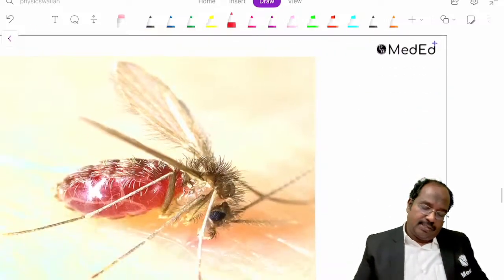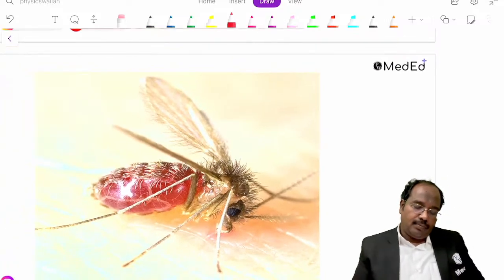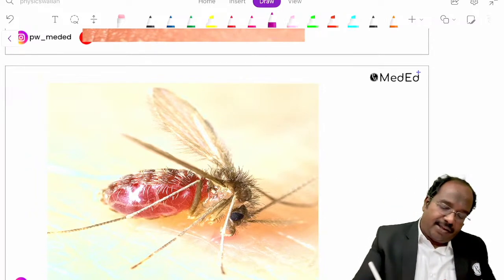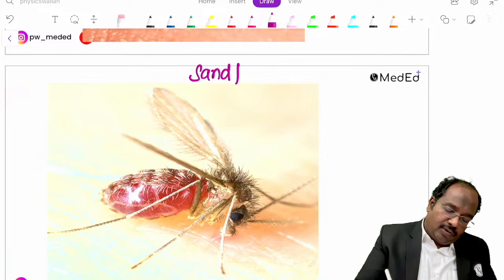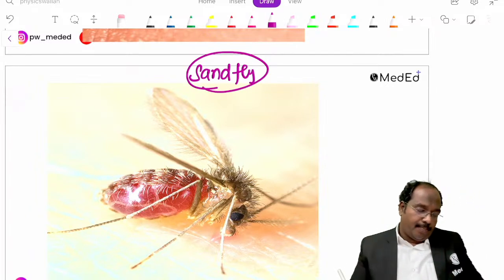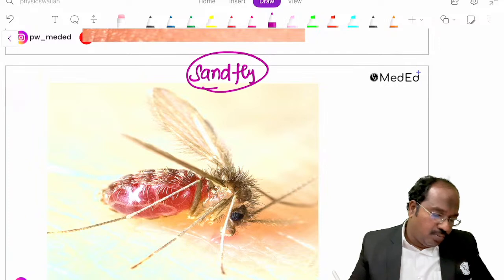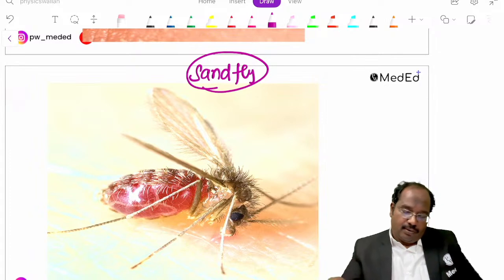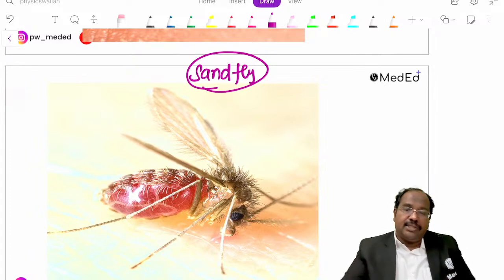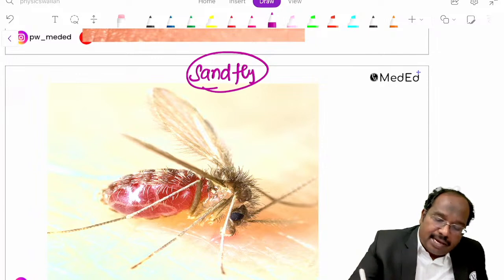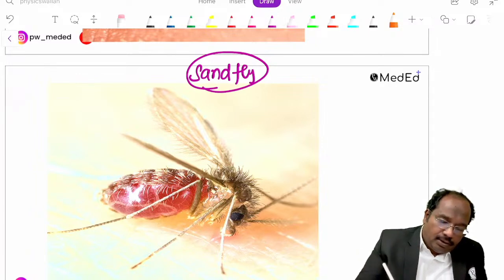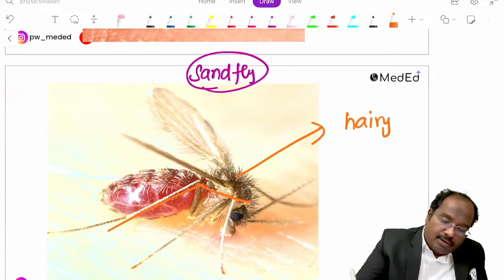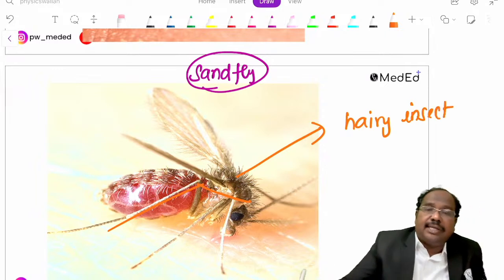What is this one, guys? Yes, it looks like a mosquito, but it's not a mosquito. This is a sandfly, guys. Look here, this is a sandfly. It is a hairy insect.